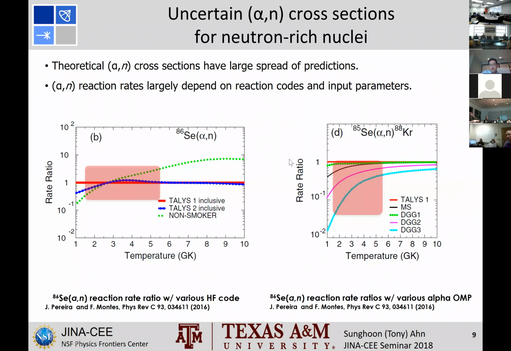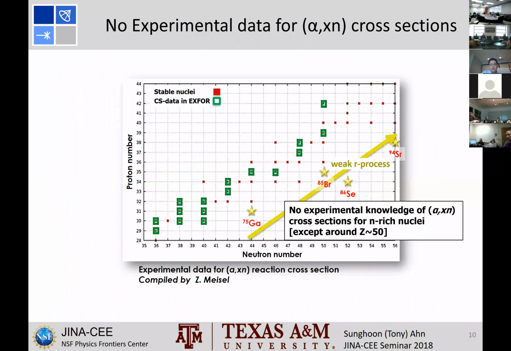And even though the alpha-n reaction became very important, unfortunately no experimental knowledge of alpha-n cross sections for neutron-rich nuclei existed, except around Z equals 50. This nuclear chart shows the experimental database from X4 compiled by Zach Meisel, showing that the weak r-process path is far away from the database that we have so far. I marked with stars the important reactions that impact the weak r-process: gallium-75, bromine-85, selenium-86, and strontium-94. These are the important measurements that we need to understand the weak r-process.